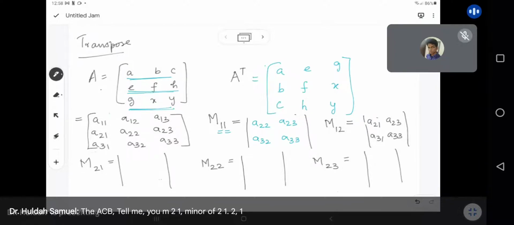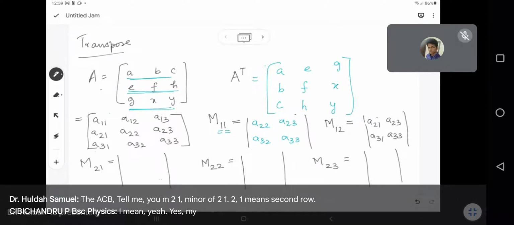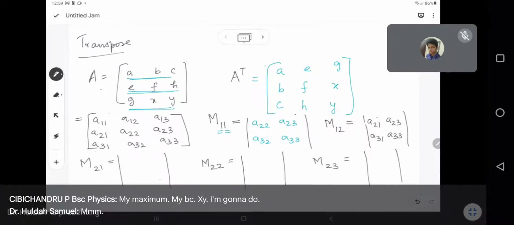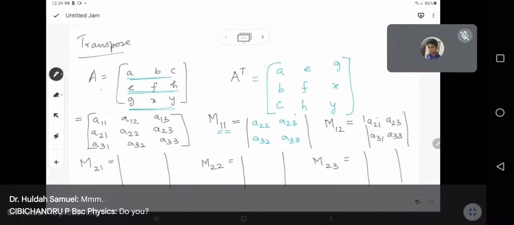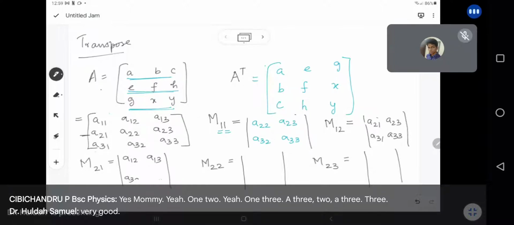Ma'am, 21 means the second row, first column. So here you want to remove this, 2 and 1. A12, A13, A32, A33. Very good, Sibi.